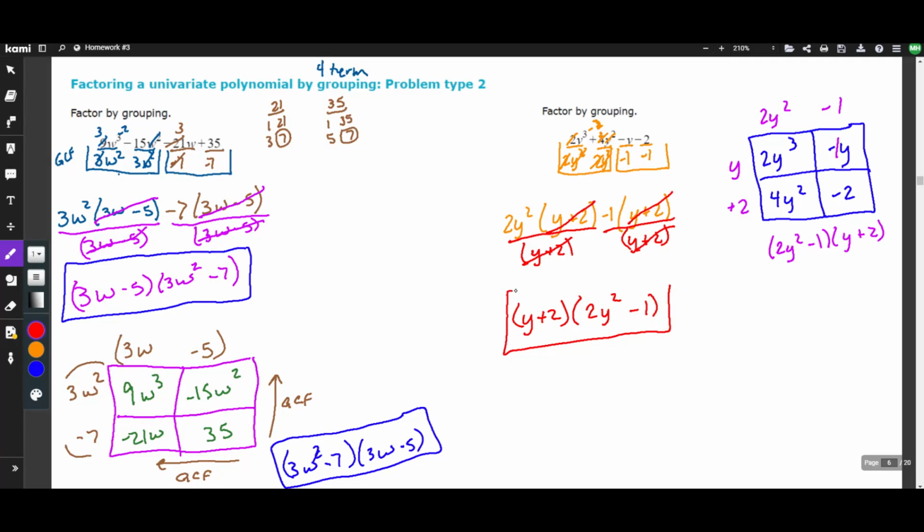So I have the same 2 parentheses factors. They're in different orders. It doesn't really matter which one's first. Usually I like to have the higher exponent one first, but that is how I can do it, either by grouping or the area method.